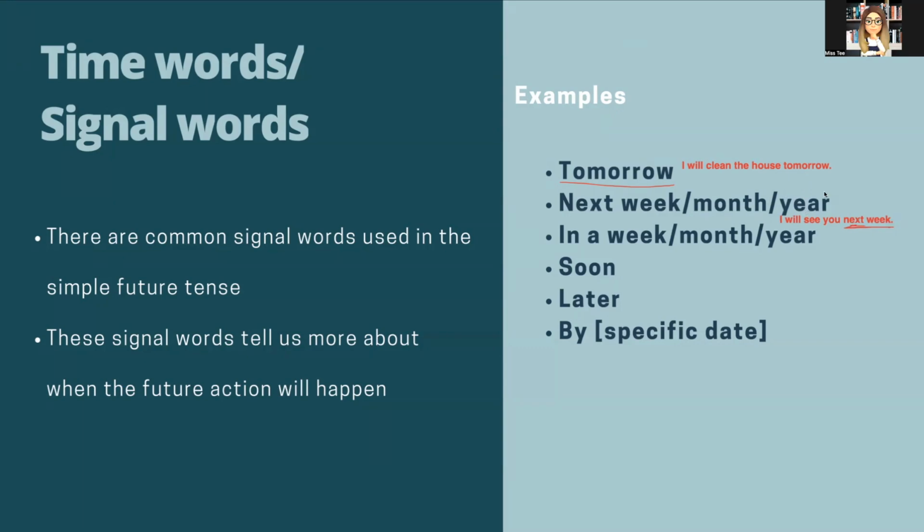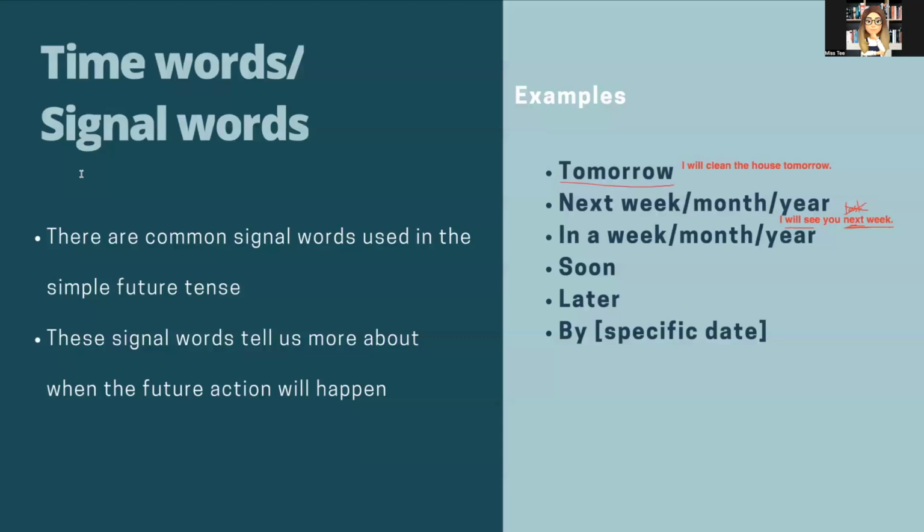We're saying "next" because it's future. So you want to make sure that this lines up, because if you say "last," for example, well, that tells us that we're talking about the past, and that doesn't make sense for using the word "will." It's confusing. So you need to make sure that you're using the correct word.